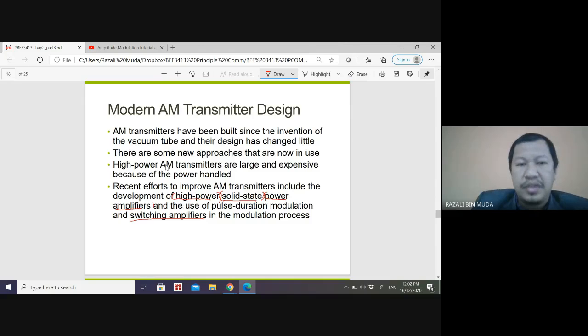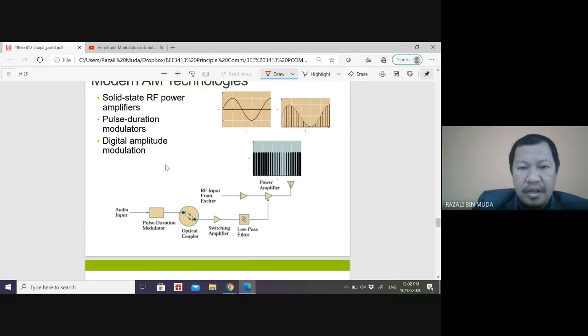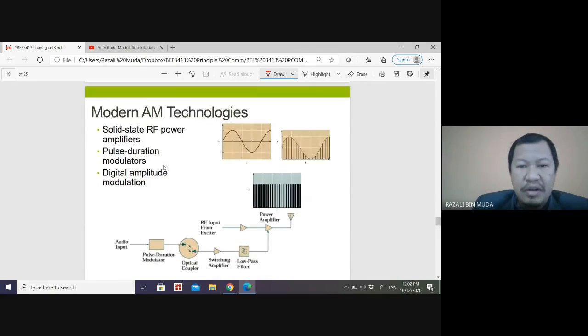Okay, so now modern technology uses solid state RF power amplifiers, pulse duration modulators, digital amplitude modulation. Okay, so these three are modern AM technologies. If you want to know further, then you can search yourself.